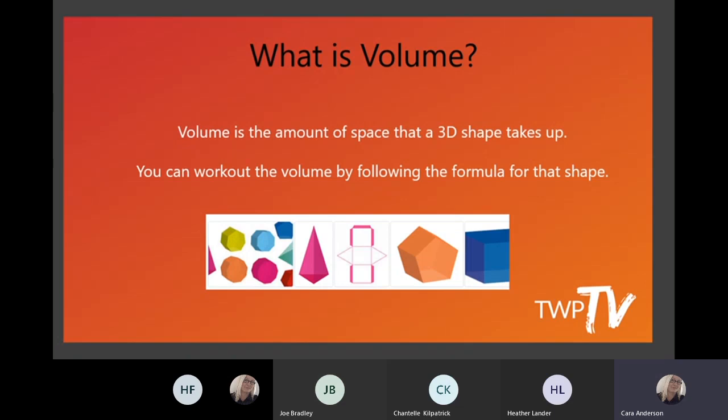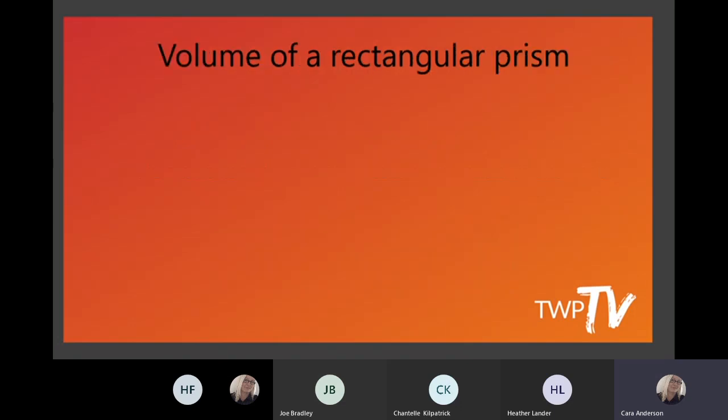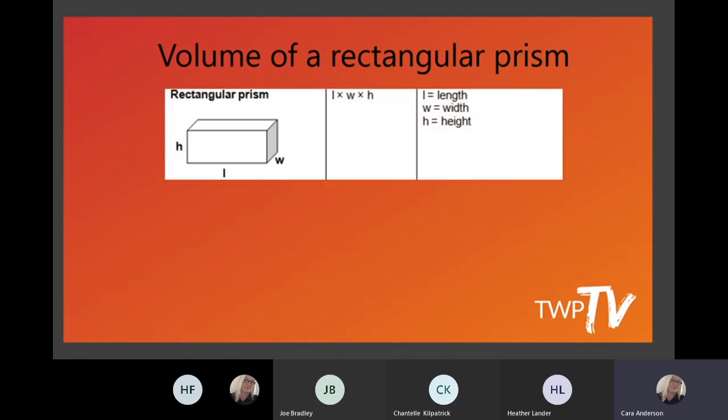Okay, so these are some examples of some pictures of 3D shapes. The example in the middle is an example of a net shape. So I'm going to be doing 2D and 3D shapes on one of the next sessions, so we'll look into nets on another day. But today is obviously the space in the middle at the moment. So we're going to look at rectangular prisms first.